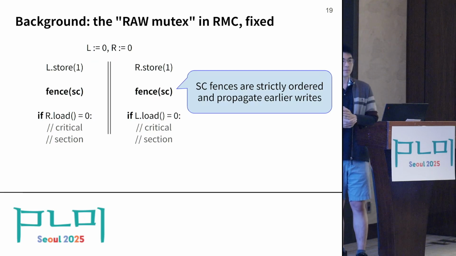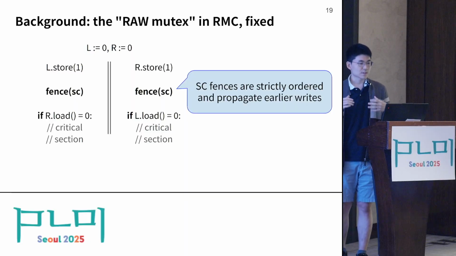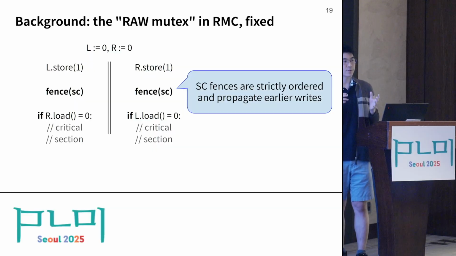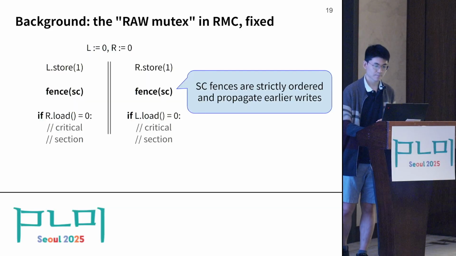To fix this problem, we must insert the scfans instruction between the write and the read. These scfans instructions have a global strict ordering, and they propagate the preceding write to the thread that runs the later fences. We can see that adding fences restores mutual exclusion by a case analysis on the order of fences.